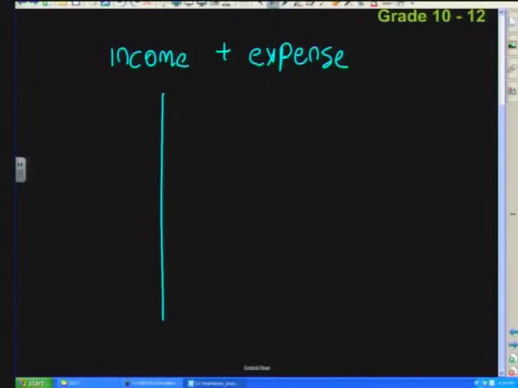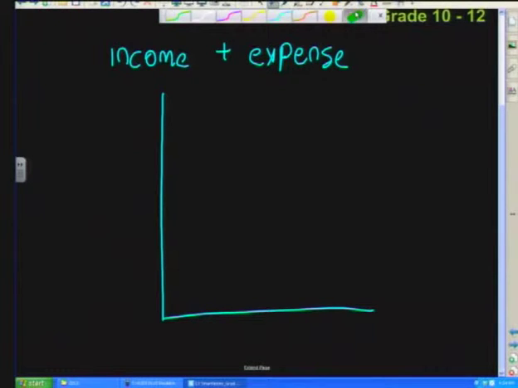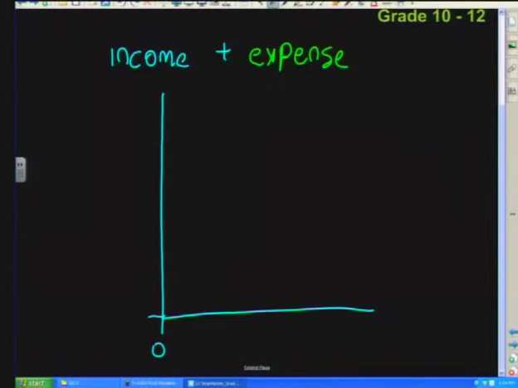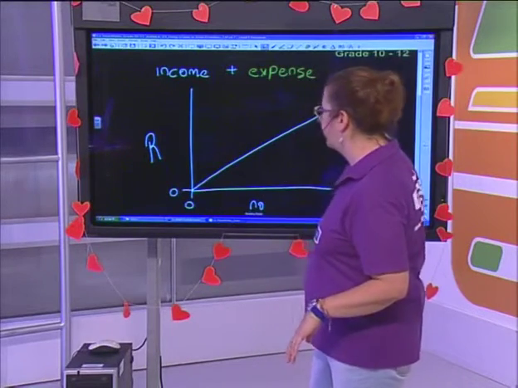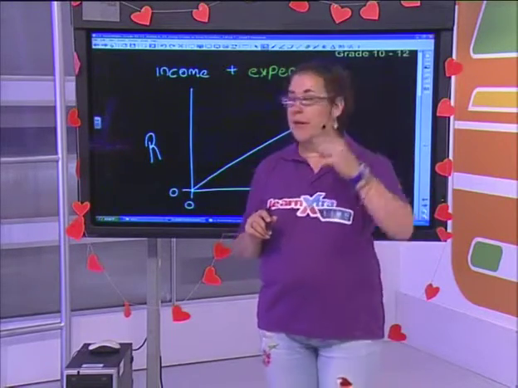So let's look at a graph. I wonder what happens if I change this color. Will it change? Yay. Okay, we'll do blue for income and green for expense. So my income, I start with nothing. If I'm not selling anything, I'm not going to make any money. We've got money here, and the number of things there. So my graph is going to be a straight line. That's going to be my income.